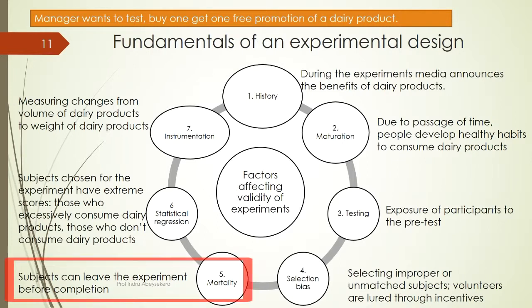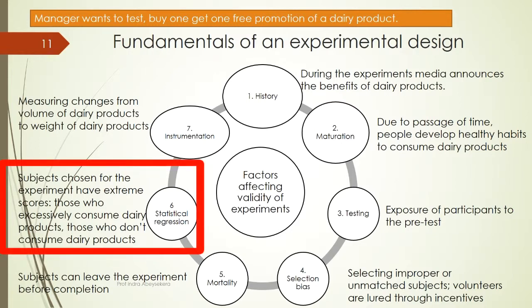Fifth, mortality effect. While conducting the experiment, subjects can leave before the completion of the experiment. Sixth, statistical regression effect. It could be that in the experiment, some subjects have extreme scores. Some consume extremely low amounts of dairy products and others consume excessively high amounts of dairy products.